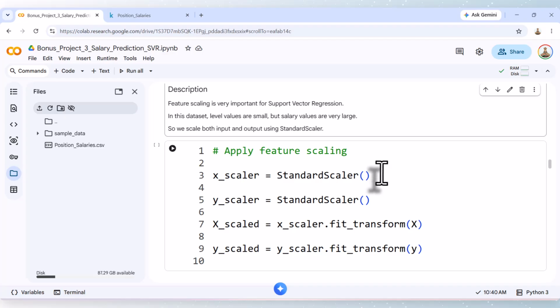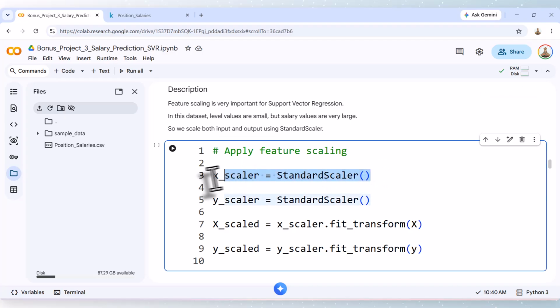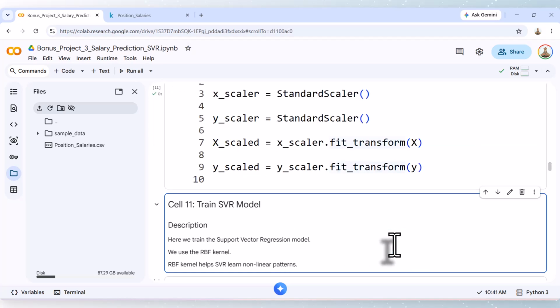So here I have created the standard scaler for X and Y separately by creating the objects x_scaler and y_scaler. Now x_scaler.fit_transform of X gives the X scaled data, and y_scaler.fit_transform gives the Y scaled data. Now you can train the SVR regression model.